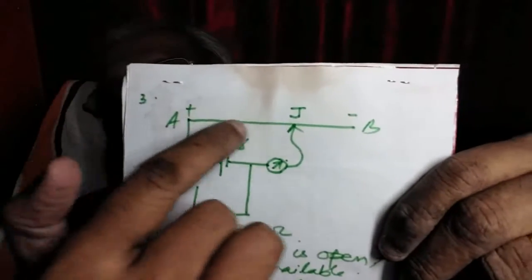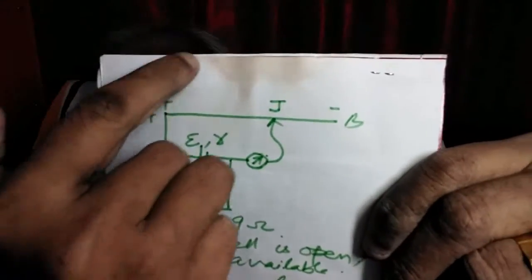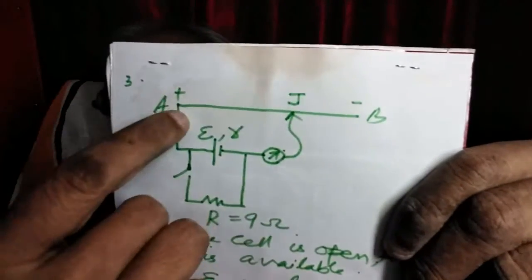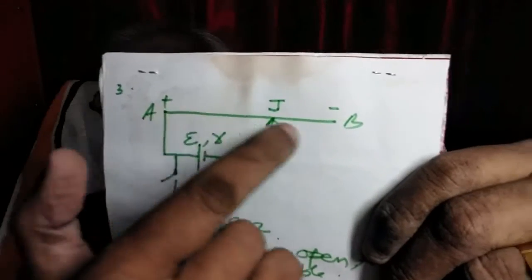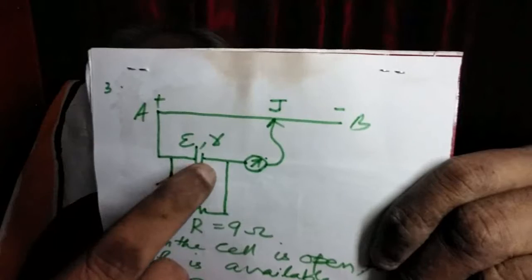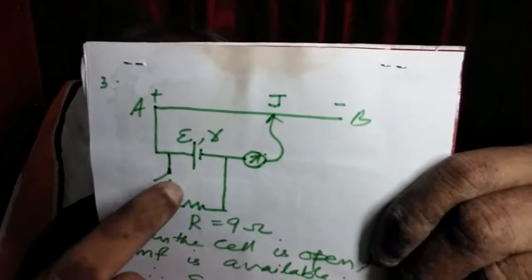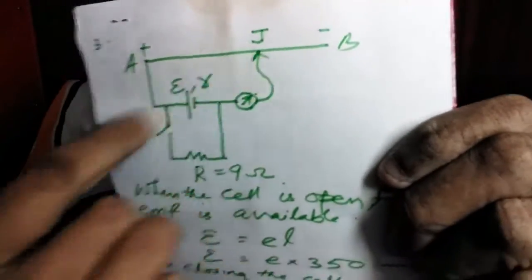Now this is a brief diagram. This is a potentiometer, and of course there is a storage battery, a rheostat, etc. We don't draw those details in problems. So AB is the potentiometer wire. This end is at high potential or positive, and this is negative. This is the cell whose internal resistance is required. And there is a key, external resistance, galvanometer, and jockey and so on.